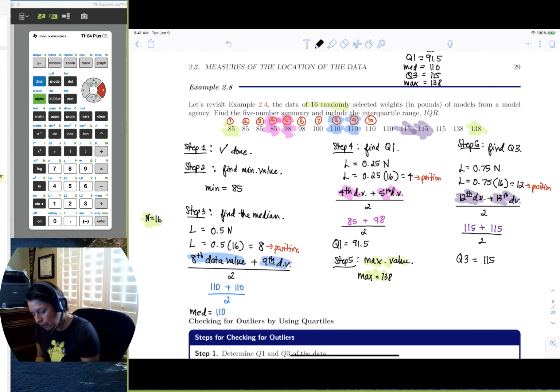And if I wrote this out nicely, we usually list the 5-number summary, separating each value by a comma in order: smallest, Q1, median, Q3, max. So let's go ahead and do that. So the minimum 85, Q1 91.5, median 110, Q3 115, and max 138.